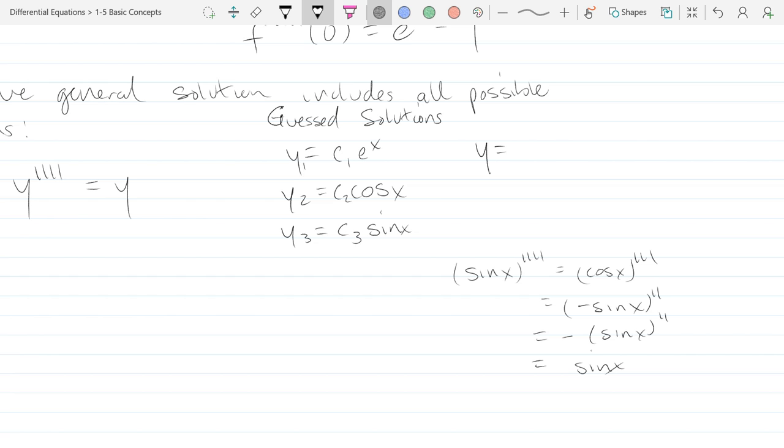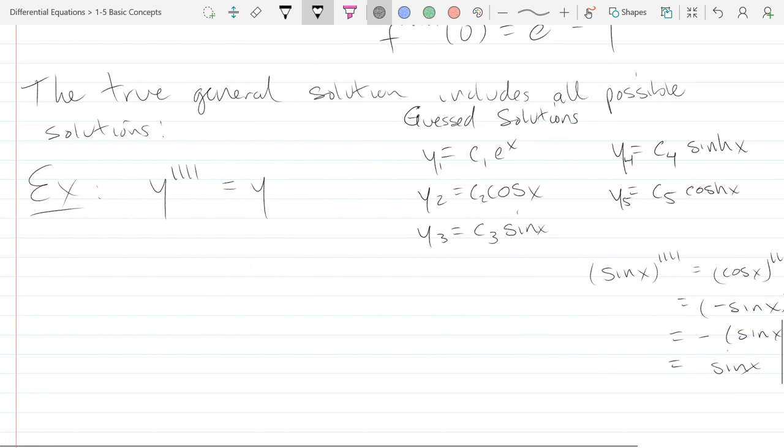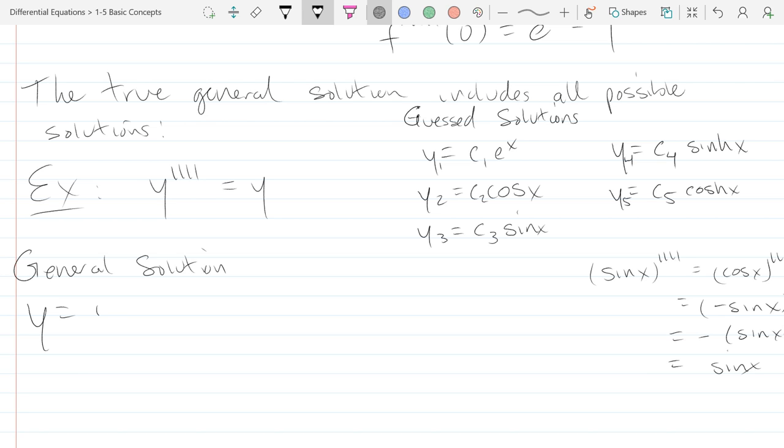Now, how good is your memory from calculus 2? Hyperbolic sine, hyperbolic cosine, their derivatives never turn negative. That is y4, y5. Hyperbolic cosine had similar property. Derivative of hyperbolic cosine is hyperbolic sine, derivative of hyperbolic sine is hyperbolic cosine. There's no negatives that go in there. So our general solution, you're going to add all these y's together.